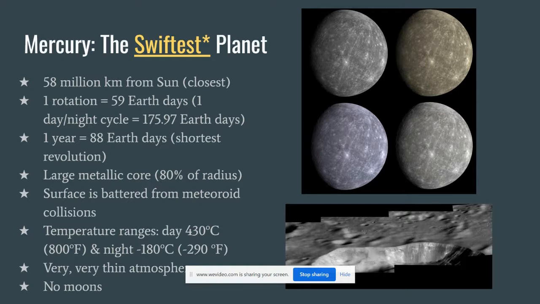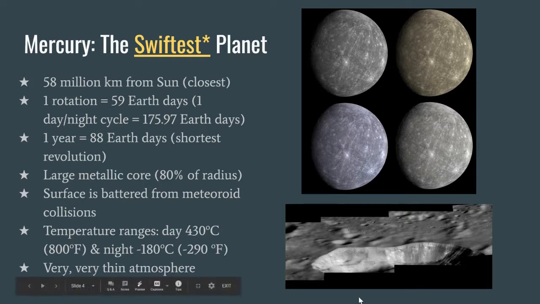The largest metallic core, 80% of its radius. The surface is battered from meteoroid collisions. The temperature ranges from daytime being 430 degrees Celsius, or about 800 degrees Fahrenheit, to nighttime where it can get as cold as negative 290 degrees Fahrenheit or negative 180 degrees Celsius. It has a very thin atmosphere and has no moons. And actually, Mercury is about as small as our Earth's moon.